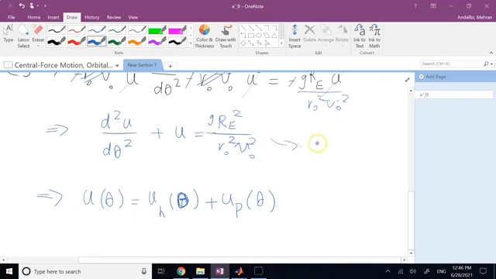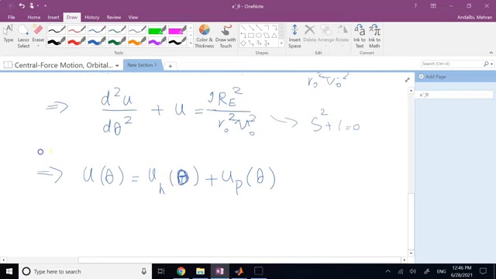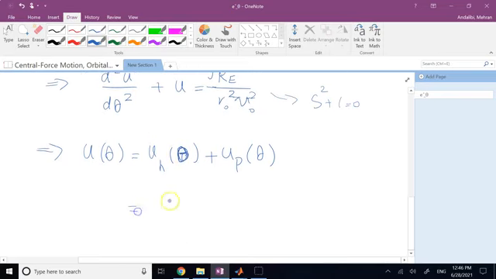You form the characteristic equation. The characteristic equation is going to be s squared plus 1 equals 0, which has complex roots plus minus i. And you know, when the roots are complex, it means the homogeneous solution is what? Is a harmonic function. So it is going to be like a times sine of theta plus b times cosine of theta. So that is your homogeneous solution.